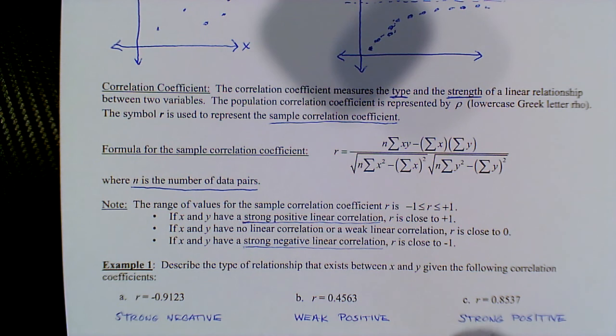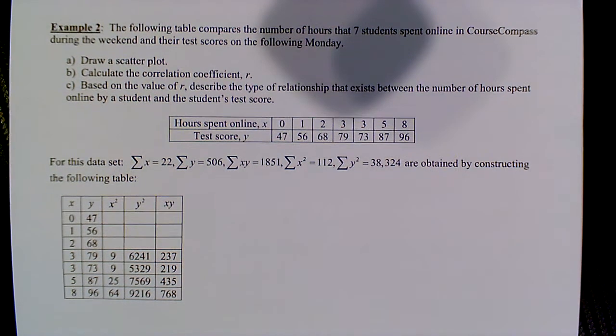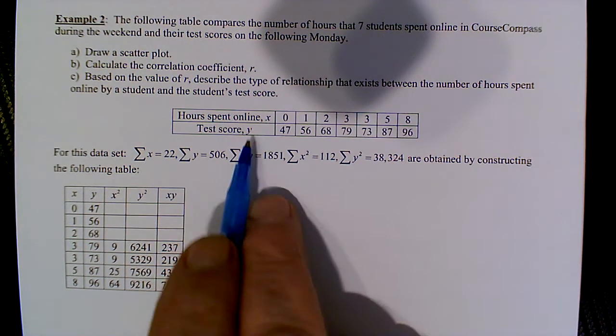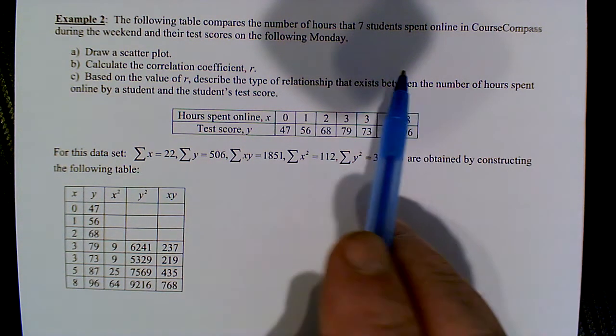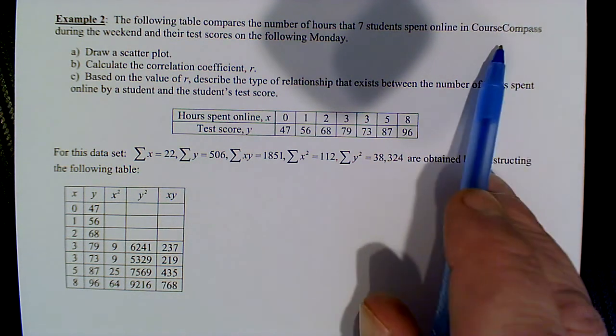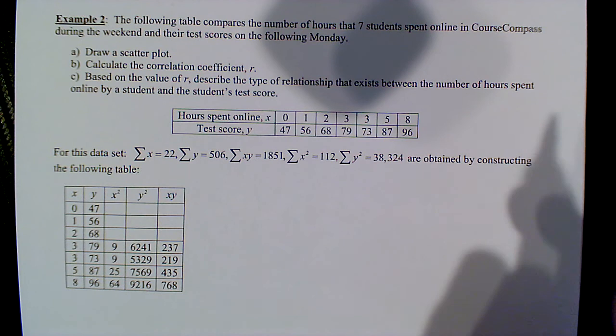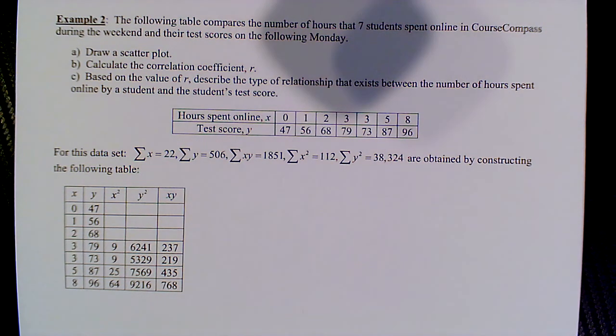Okay, so the next page has an example of how to calculate that correlation coefficient. And they want us to draw a scatter plot, find the correlation coefficient, and then describe the relationship. And we're going to look at that scenario of hours spent online and your test scores. Course Compass was years ago, actually. Now it's My Math Lab, as you're familiar with. So this is the data, and you can make a sketch of the data.